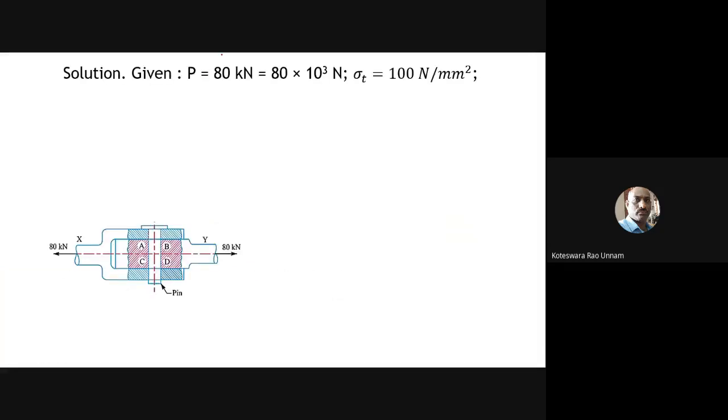So first, this is the given data. He has given P as 80 kilonewtons. That 80 kilonewtons is converted into newtons by multiplying by 10 cube, so 80 into 10 cube newtons. Then this is the allowable stress value in tension, which he has given as 100 Newton per mm square. And this is the allowable shear stress in the pin, which is 80 Newton per mm square.